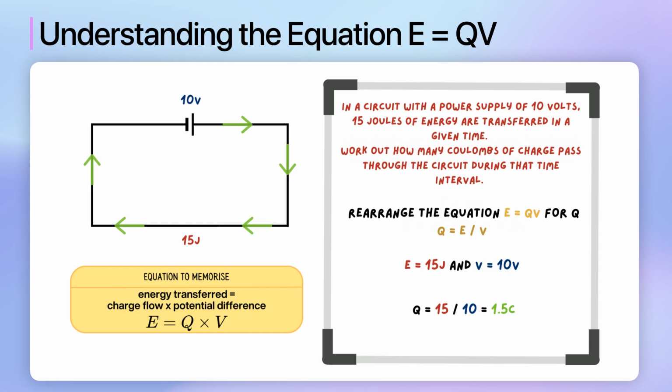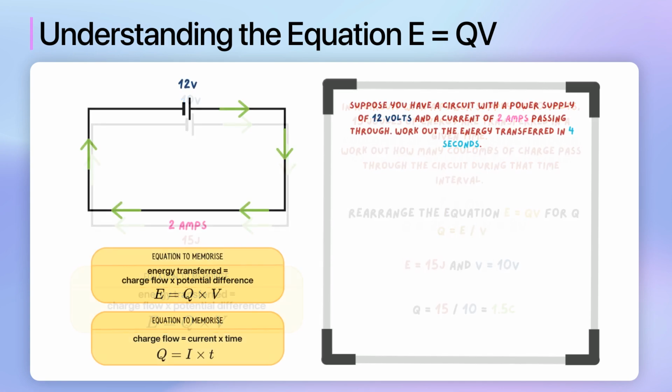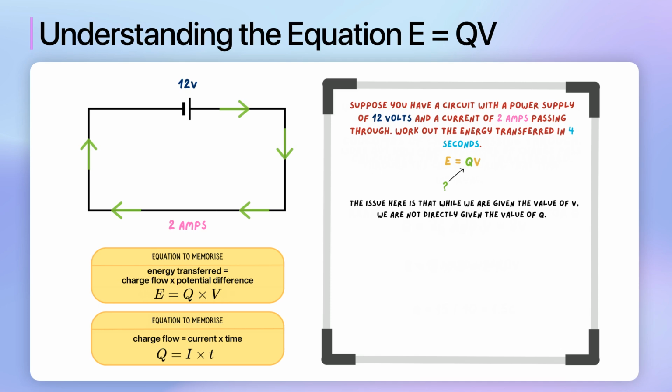Let's try one final question. Suppose you have a circuit with a power supply of 12 volts and a current of 2 amps passing through. We want to work out the energy transferred in 4 seconds. Since we want to work out energy, it would make sense to use E equals QV. The issue here is that while we are given the value of V, we are not directly given the value of Q. Remember from previous lessons, though, that we have a formula for calculating charge, that is Q equals IT.